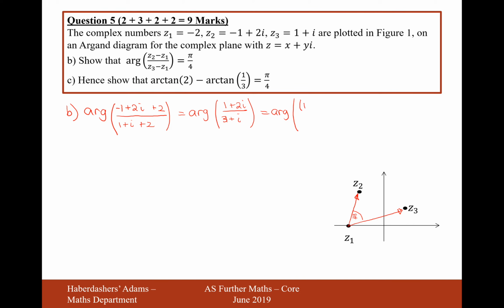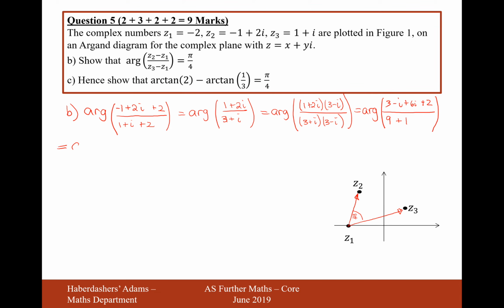So it's going to be 1 plus 2i times 3 minus i, over, on the denominator, 3 plus i times 3 minus i, which is equal to the argument of 3 minus i plus 6i minus 2i squared, that would be plus 2, over 9 minus 3i and plus 3i and then plus the 1.